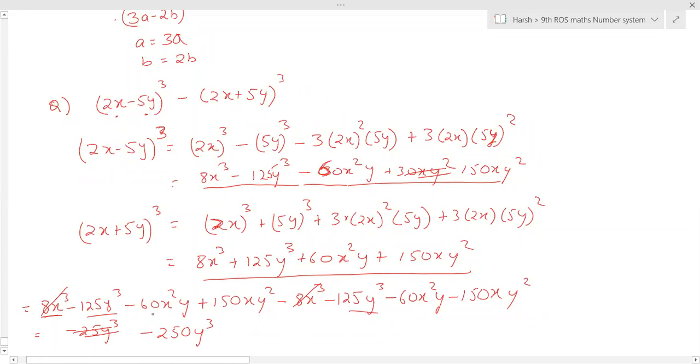Now x square y. Here is x square y. Minus minus, so minus 120 x square y. Now xy square. This and this gone, so the answer is this one. Got it? Is it clear? Any doubt?